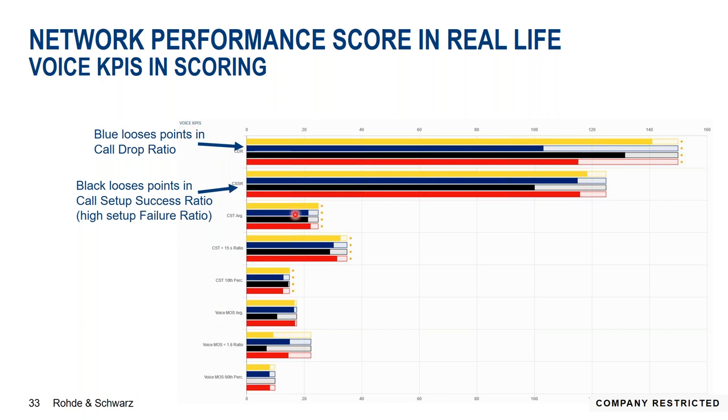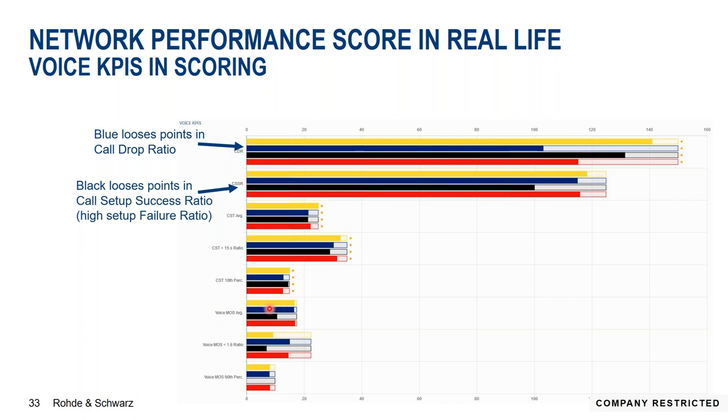So you can see all these different categories, the 10th percentile, voice MOS, and so on. And so you can see that for black, although they have the least drop call rates, okay, but they are actually quite poor in their voice MOS. You can see they have the poorest voice quality, okay. So the call doesn't drop, but the quality is not so good. Sometimes you may hear interference here and there and so on, okay.